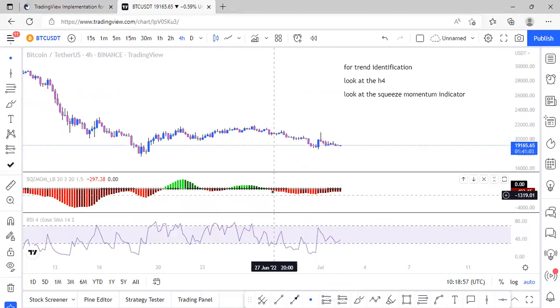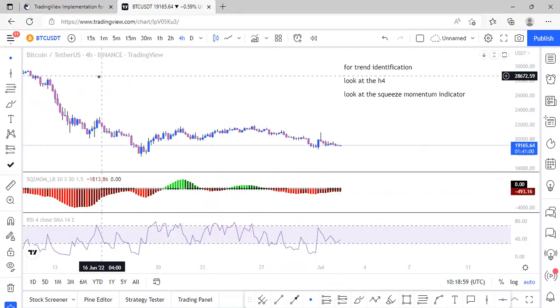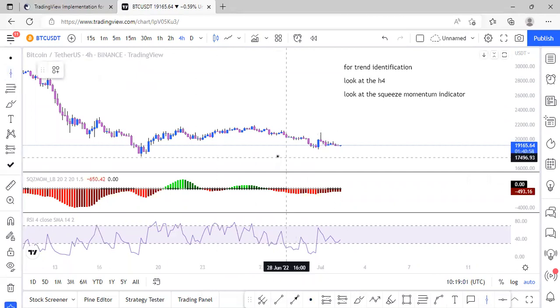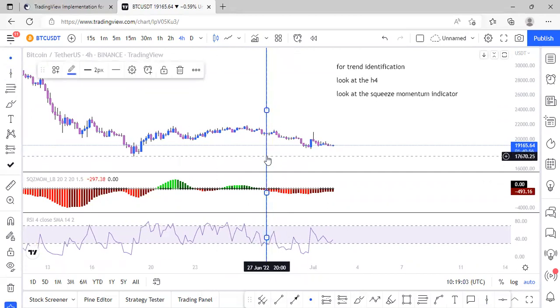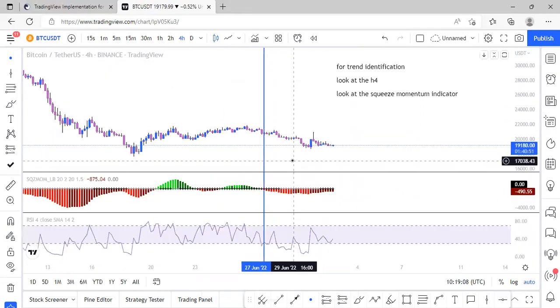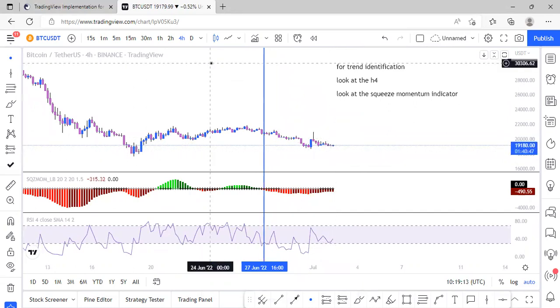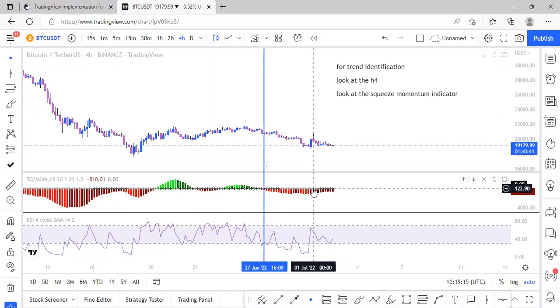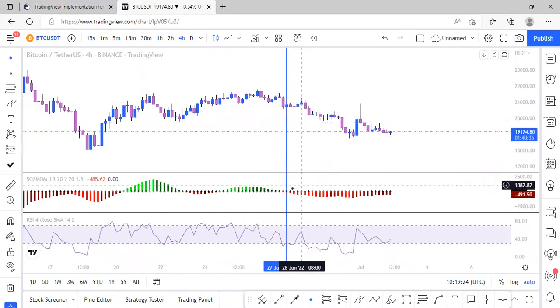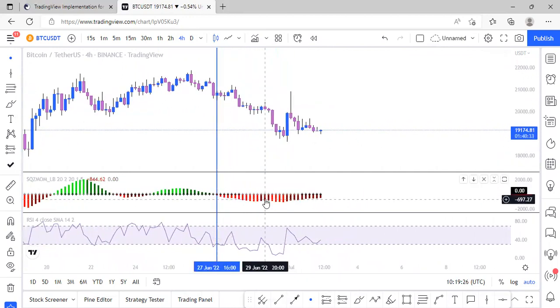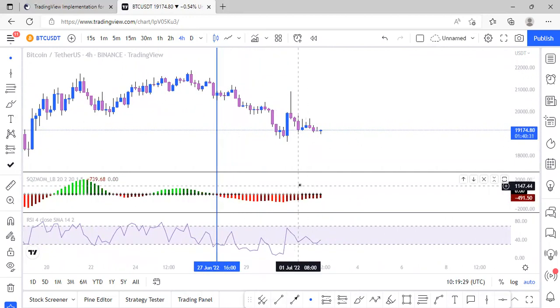So when it's colored red, what you do is put a cross here. This is showing you that from this point to the current position we have on BTC on the H4 time frame, we are in a bearish trend. So just keep it as simple as that. Don't stress yourself about it. After you've established that, you can see from this point to this point, it's all been colored red.